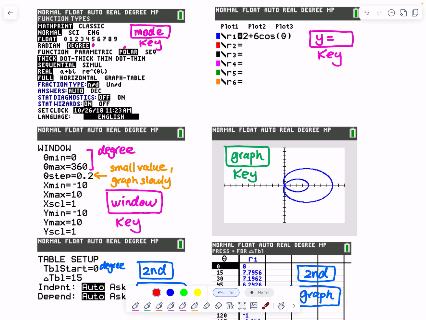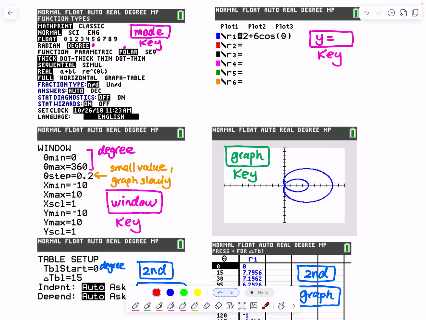And then for the best window for the X minimum and maximum, this one is just like the rectangular XY plane. I will do -10 to +10, one step at a time, for both X and Y. If the graph goes out of this window, you can always come back to window and make an adjustment. Once you're ready, click the graph key, and the graphing calculator will start tracing this graph for you. Okay, and then you see the graph.